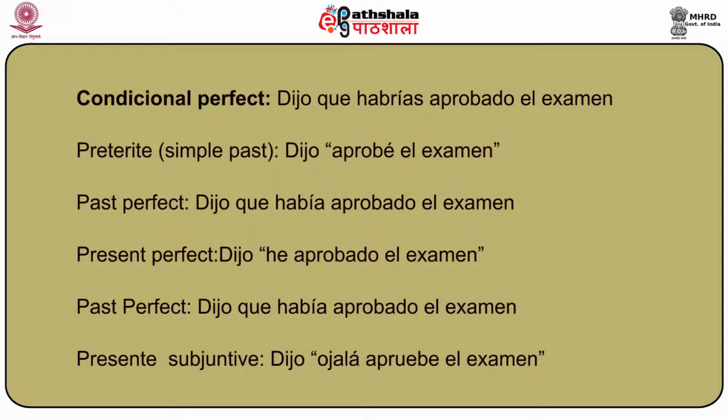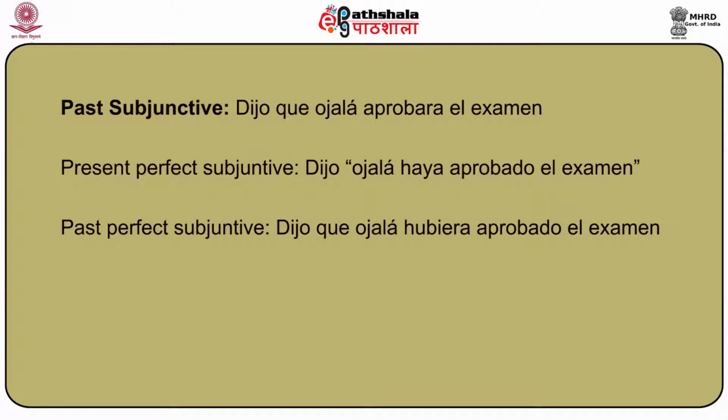The past perfect of the same sentence would be: dijo que había aprobado el examen. The present perfect: dijo he aprobado el examen. Past perfect: dijo que había aprobado el examen. Present subjunctive would be: dijo ojalá apruebe el examen. The past subjunctive: dijo que ojalá aprobara el examen. The present perfect subjunctive: dijo ojalá haya aprobado el examen. The past perfect subjunctive: dijo que ojalá hubiera aprobado el examen.